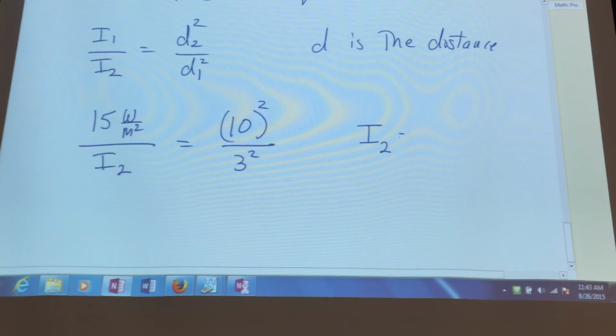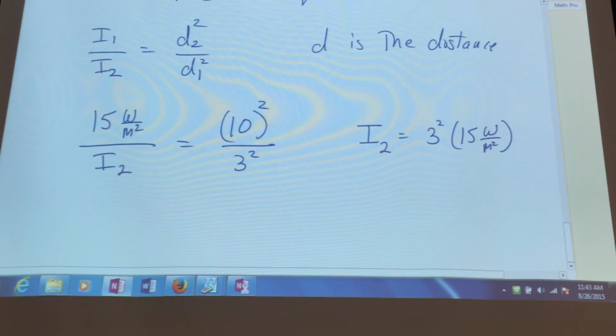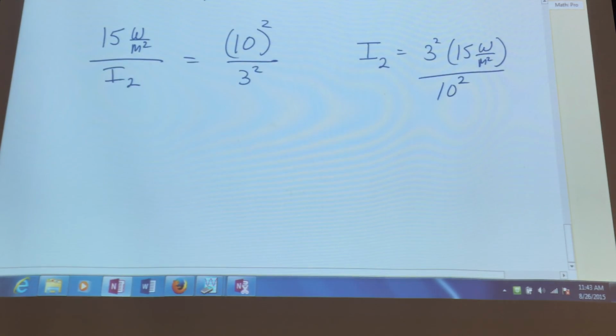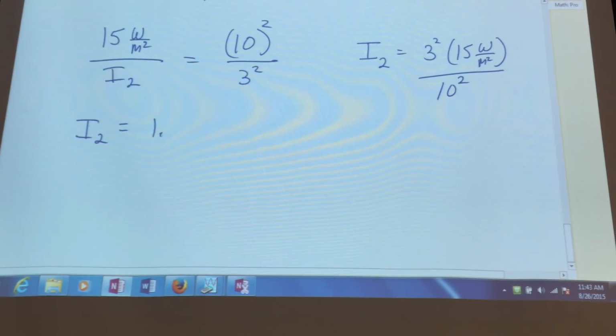I2 is equal to 15 times 3 squared divided by 10 squared, which is 1.35 watts per meter squared.